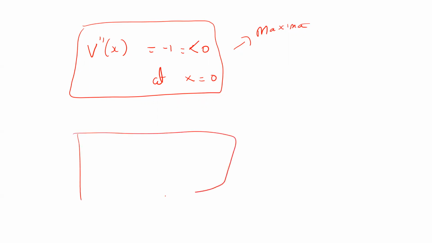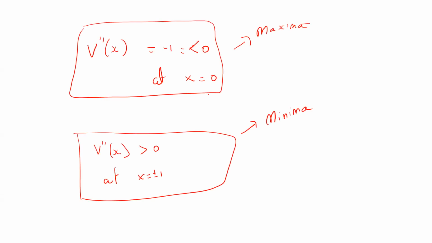And the second derivative is greater than 0, that is, positive at x equal to plus or minus 1. Therefore, this means that this is a minimum. So the potential looks something like this. You have a maxima at 0 and a minima at plus or minus 1.